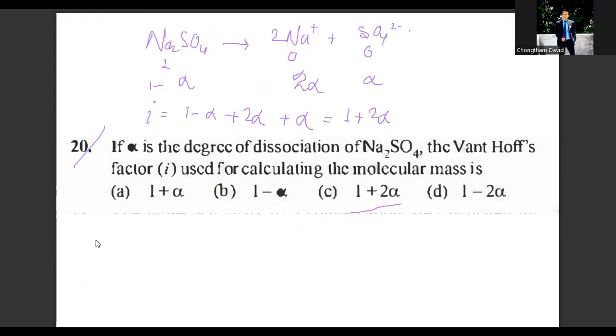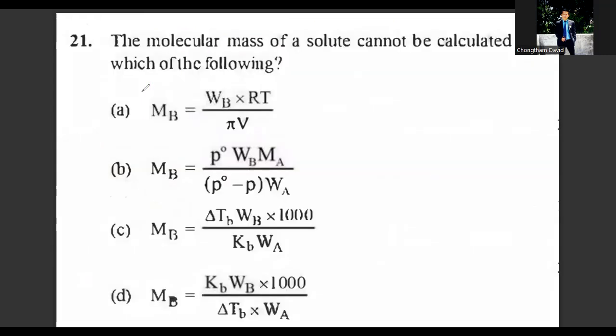Good. Let's read question number 21. This is a simple, theory-based question. The molecular mass of solid cannot be calculated by which of the following? All are correct except option C. This is wrong because you cannot calculate by putting these values together. According to the definition, delta Tb is directly proportional to molality. You simplify from this equation, delta Tb equals Kb, the ebullioscopic constant, into molality. Further find out by substituting, then you will automatically get all these answers except option C. I need not expand this. I hope it's clear. Okay, then moving on to question number 22.